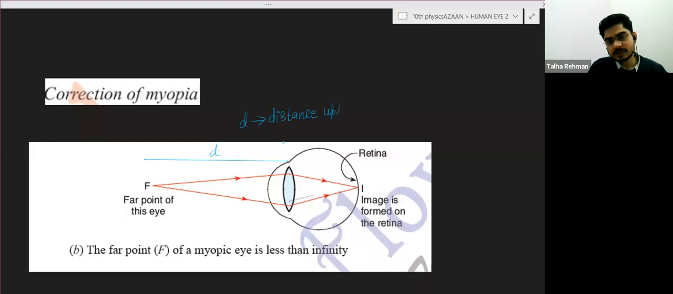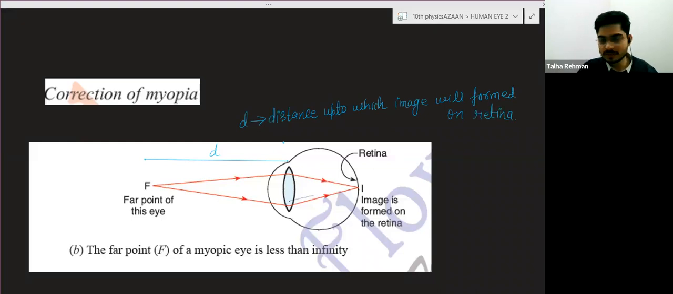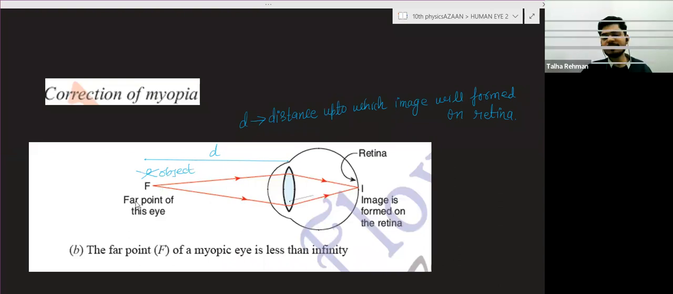Distance up to which image will form on retina. So if the image will form on retina, then all will be okay. Means the eye can see this object clearly if the object is here. Suppose here is this object, and this object is placed at this point F. And what is this point F? Far point of the eye.